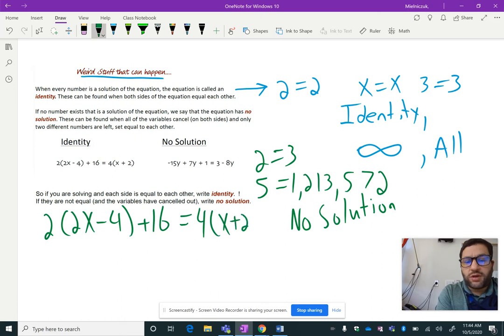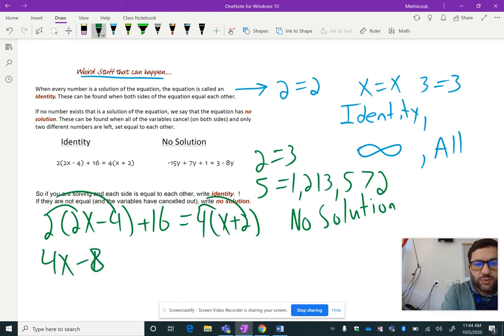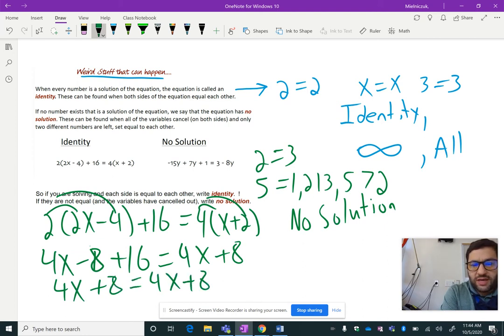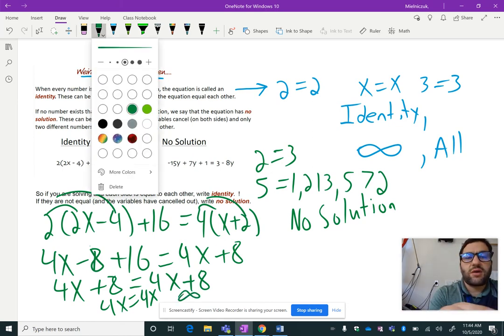And the first thing I'm going to do is distribute the 2 on the left side and the 4 on the right side. So I get 4x take away, I almost wrote 16, it should be take away 8 plus 16 equals 4x plus 8. Now we're going to get 4x plus 8 equals 4x plus 8. We can get rid of 8 on both sides, leaving us with 4x equals 4x. In this situation, the left side is exactly the right side. So here we would write infinity or all solutions.